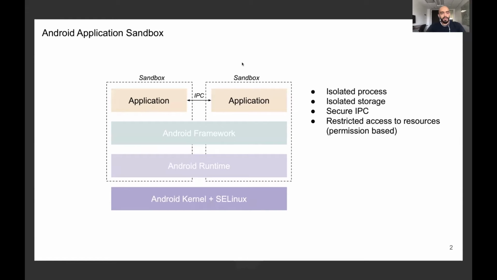So this is a simplified view of the architecture of Android. You have the Android kernel and USENIX at the bottom, and then you have the Android runtime and framework on top of that, and then you have applications running on top of the framework. And Android apps, by default, are sandboxed. This is kernel enforced. They get isolated processes, private isolated storage in the file system, and they can exchange messages using a secure RPC mechanism. Also, access to the operating system and peripherals is protected by a permission model.